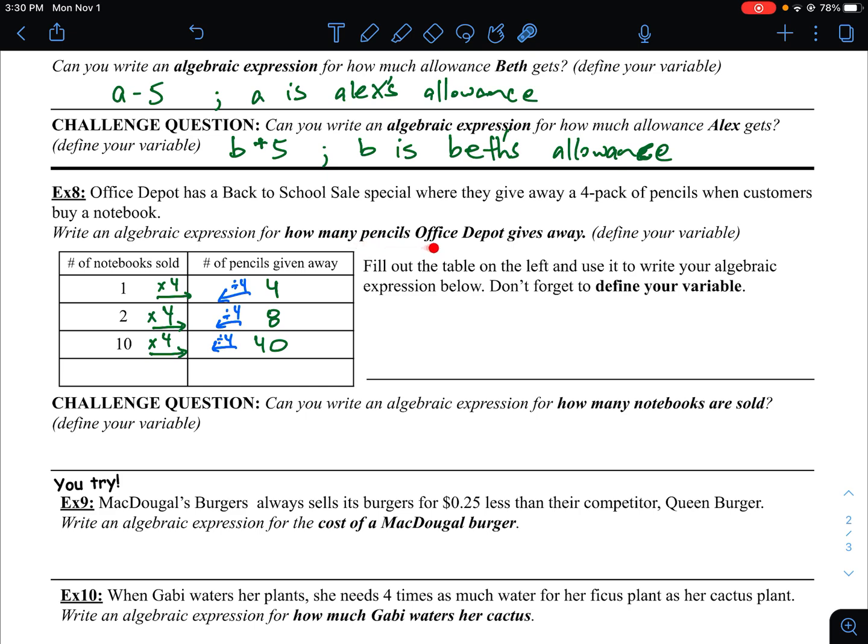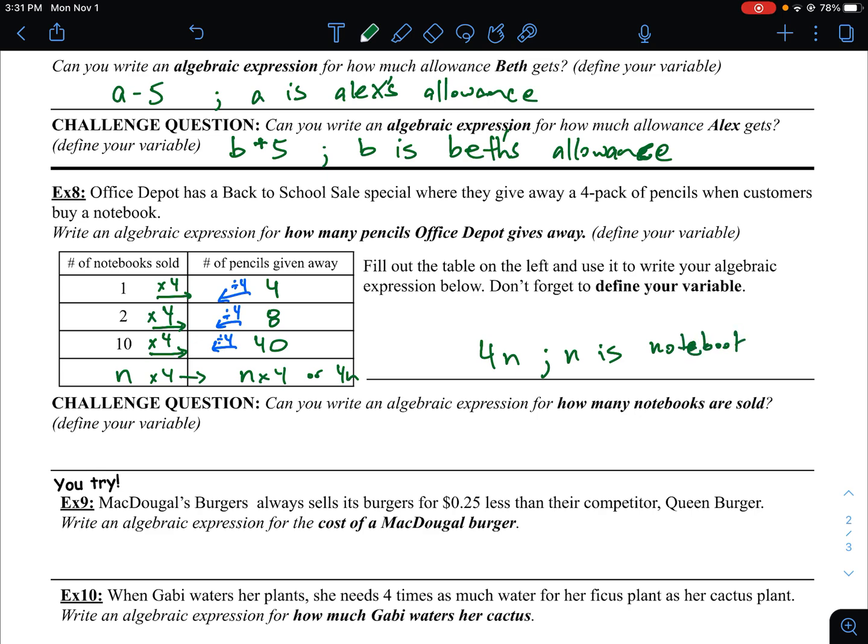So we want to write an expression for how many pencils Office Depot gives away. Well, we would just take the number of notebooks right here, and then we multiply that by 4, and that gets us n times 4, or 4n. So 4n is the number of pencils given away. Pencils given away is 4 times the number of notebooks sold. And our variable is n, which is notebooks sold.